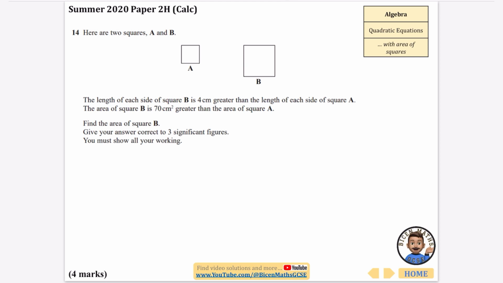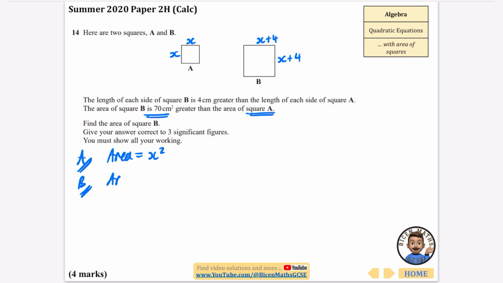Okay, there's a lot going on here, but it says that the length of each side of square B is 4 centimetres greater than that of A. So if I called A x and x, B would be an x plus 4 and an x plus 4. And it says the area of square B is 70 centimetres greater than the area of square A. So for square A, the area is just x times x, which is x squared.